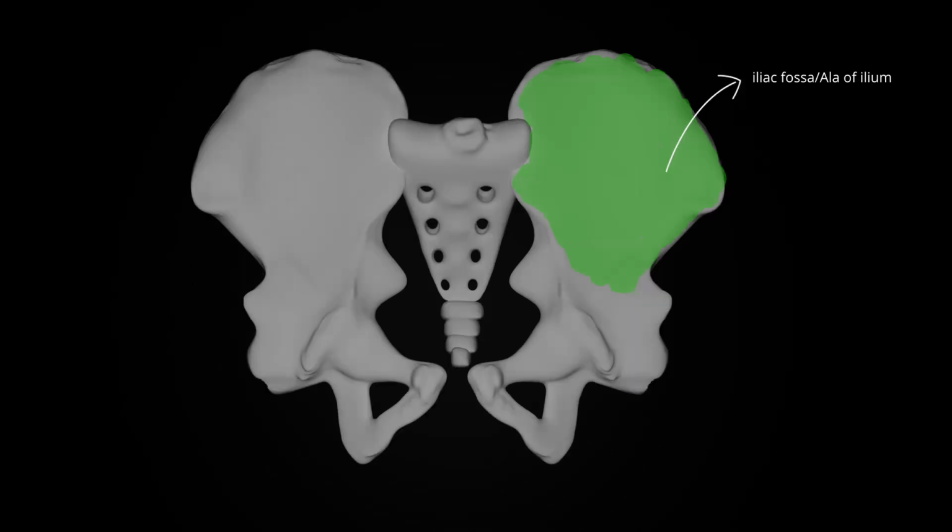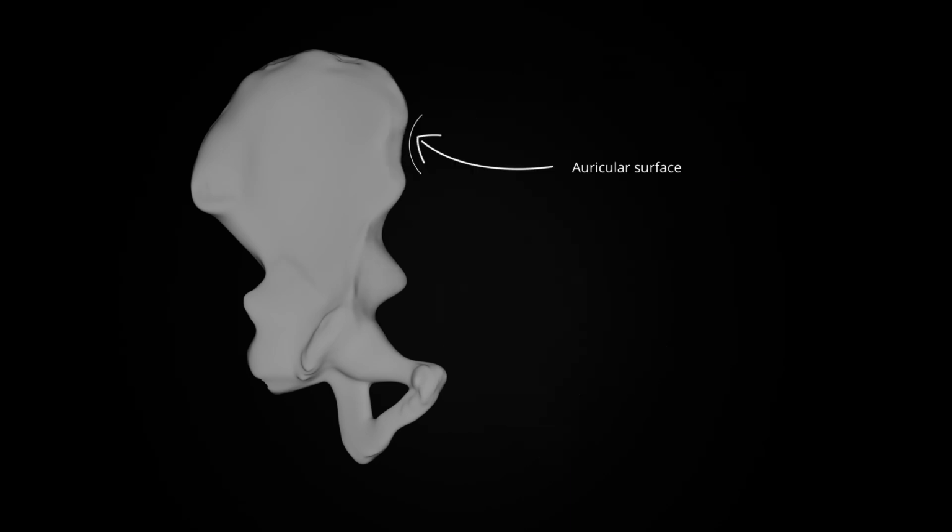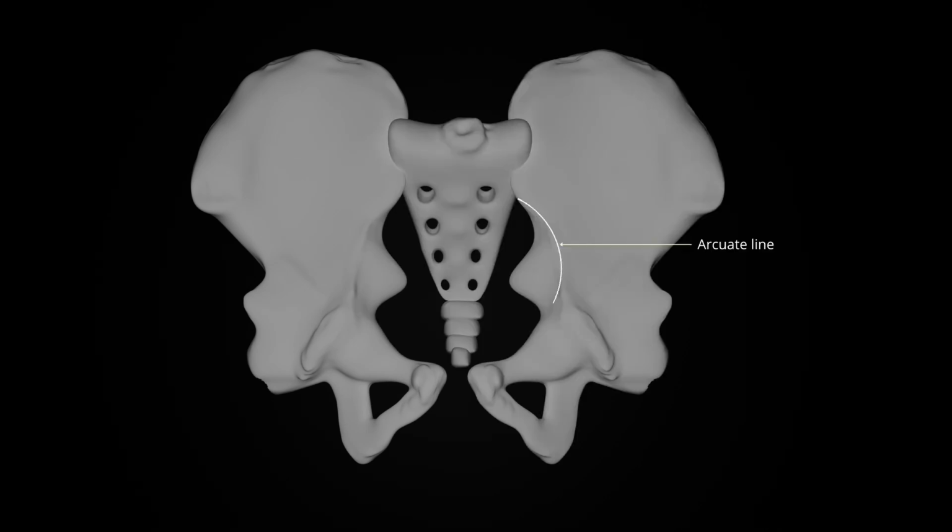The iliac fossa is a large, smooth concave surface on the internal side of the ilium, which provides attachment for the iliacus muscle. The auricular surface, an ear-shaped rough surface on the posterior ilium, articulates with the sacrum to form the sacroiliac joint. The arcuate line is a smooth curved ridge on the internal surface that helps form the pelvic brim.